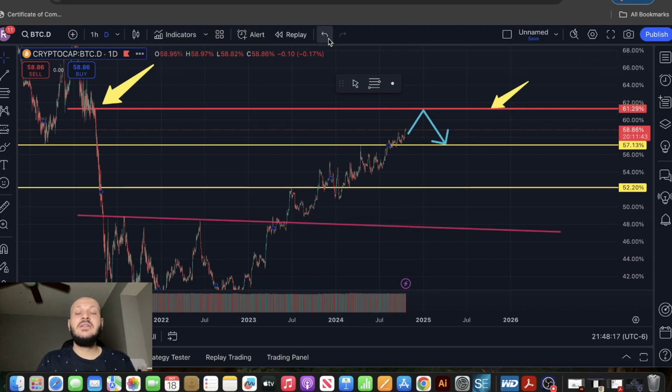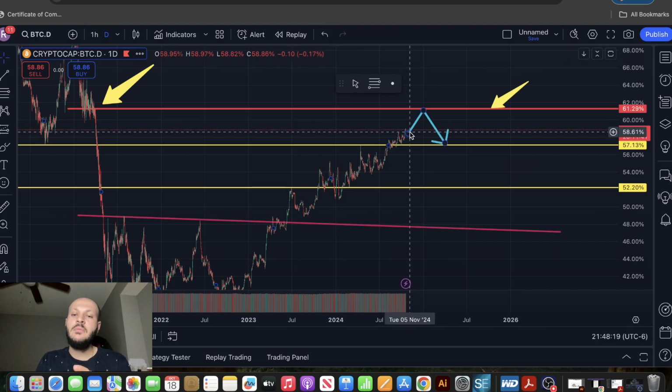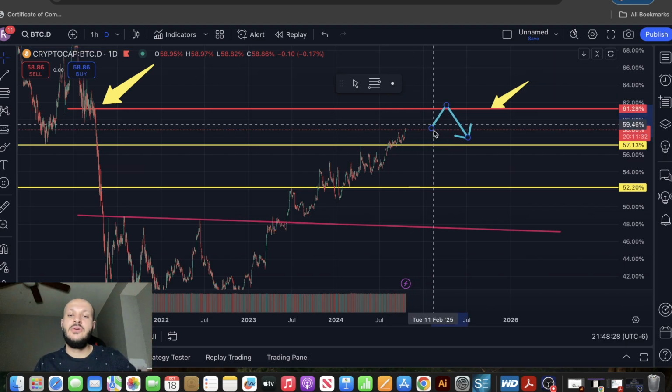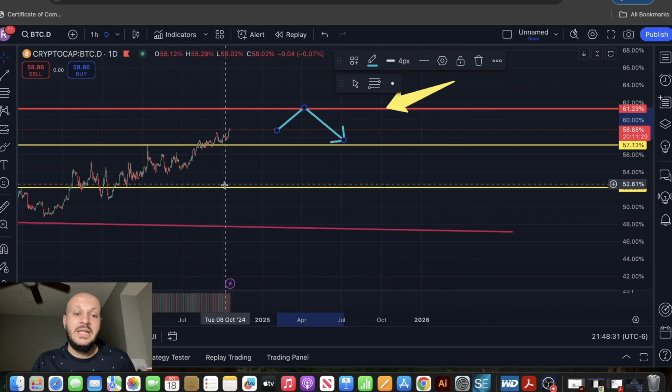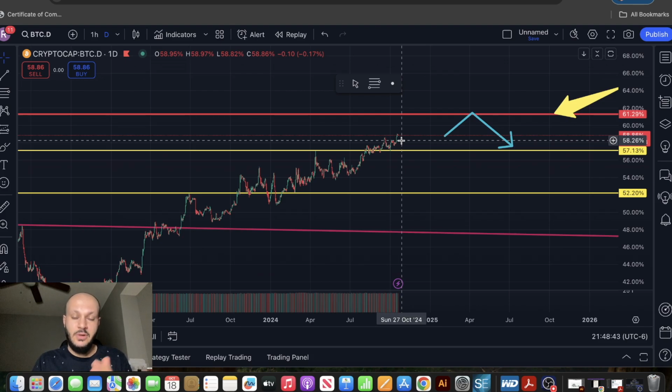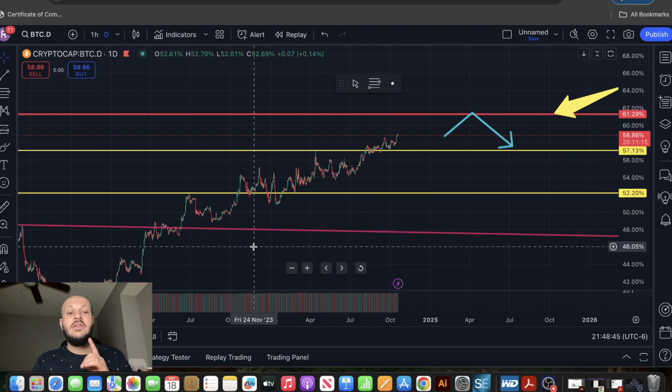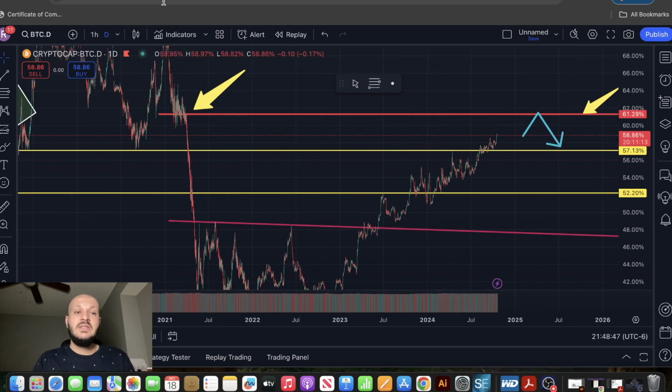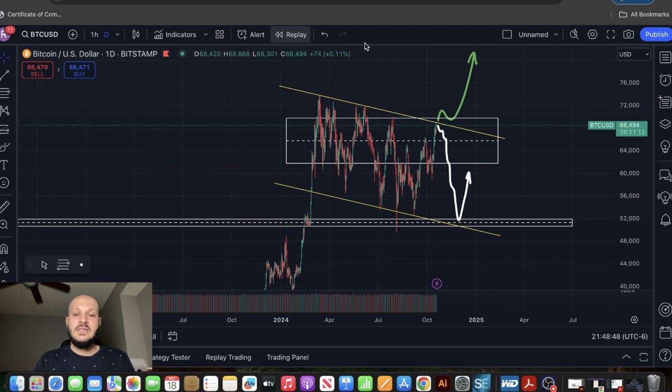But there is a good chance that dominance, you guys know that, I explained it before, rises if altcoins do not gain as much as BTC goes higher, right? But at the same time, in the bearish scenario, if BTC drops but altcoins drop even more, BTC dominance still rises. Okay, I hope that makes sense. But there is another chance for BTC, let's talk about the bearish scenario.